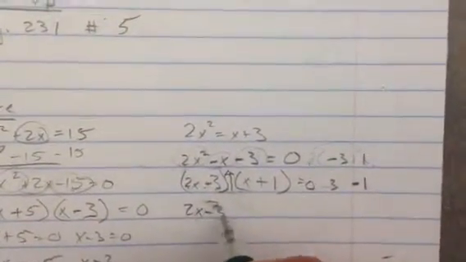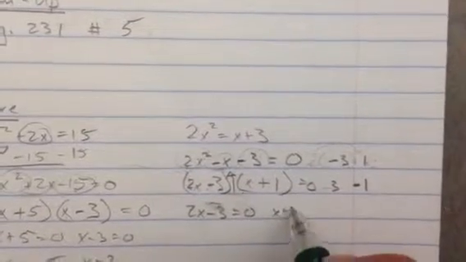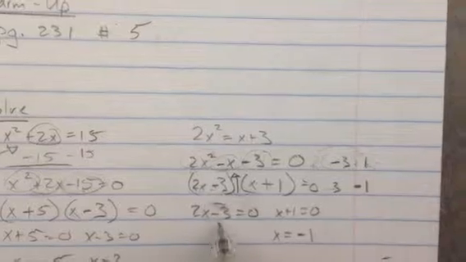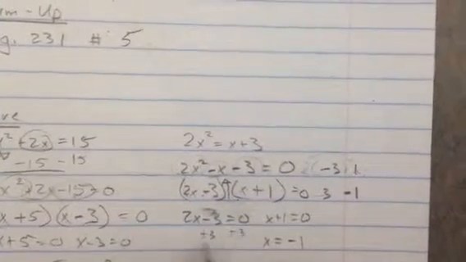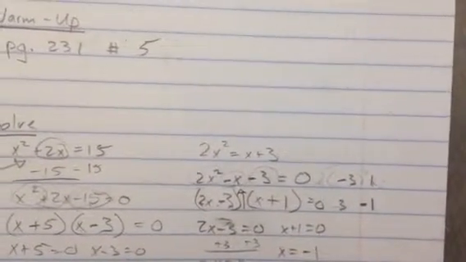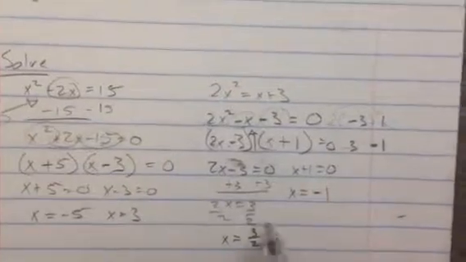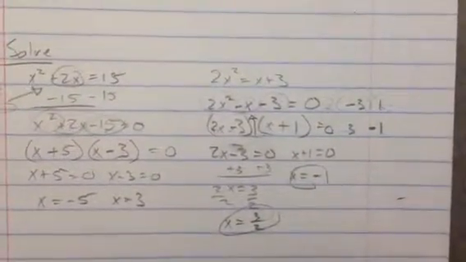It gives us 2x minus 3 equals 0, and x plus 1 equals 0. Here x is going to equal negative 1. This one we'll have to add 3 to both sides. 2x equals 3, divide by 2, so that x equals 3/2. And those would be the two answers to that last quadratic.